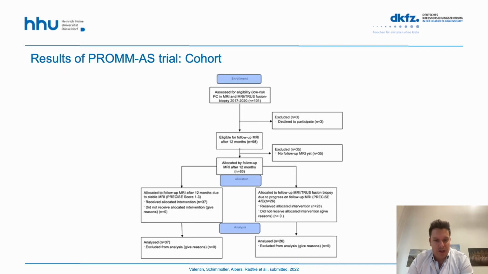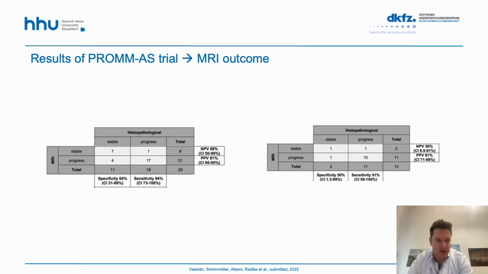101 patients were included, and we performed an interim analysis. What you can see here is that approximately 1/3 of patients were disqualified in both subgroups. These are the results in terms of MRI outcome. As you can see here on the left side, for the ISUP grade group 1, the sensitivity was pretty high with 94%, as well as the negative predictive value with 88%.